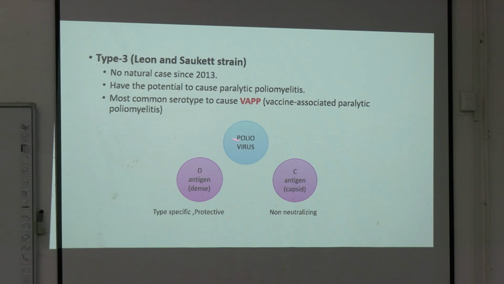So if you see the virus itself, it has two major antigens. কি antigen আছে না, D antigen আছে আর একটা C antigen আছে. D for dense, C for capsid. D antigenটা কি হলো, টাইপ স্পেসিফিক and it is protective. C antigenটা কিন্তু non neutralizing, so it is not protective. So the most concerned antigen is the D antigen.